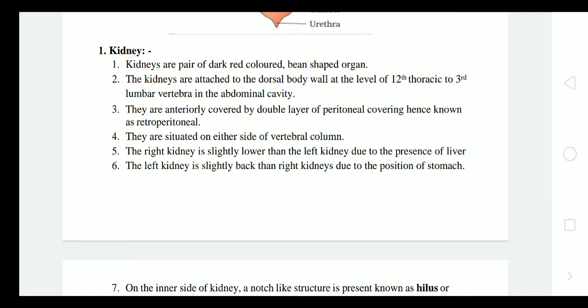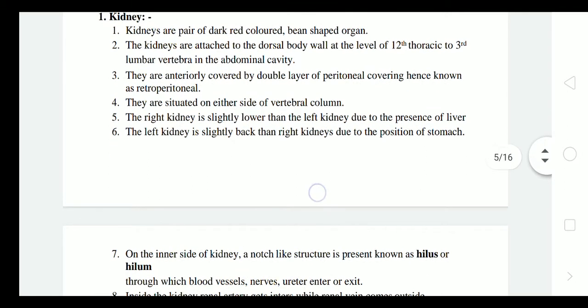They are anteriorly covered by a double layer of peritoneal covering, the peritoneum, which is a kind of membrane-like structure present on all the organs of our body. Hence they are known as retroperitoneal, because anteriorly, the front side of the kidney is covered by the peritoneum. That's why it is retro, meaning behind peritoneum. They are situated on either side of the vertebral column.